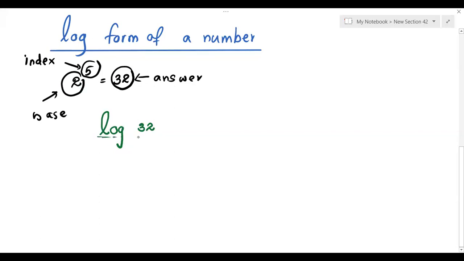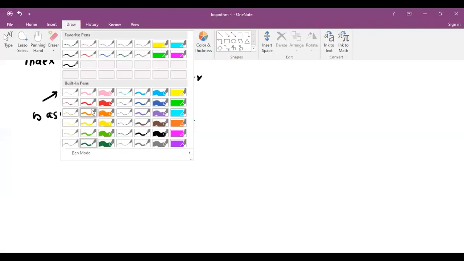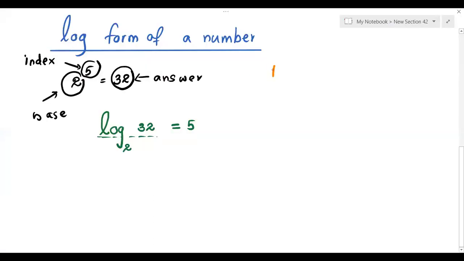Okay, we write the base below this part. That becomes the base of the log form, then this is equal to 5. Okay, if I take the index form, here I can say this is the base and here we write the index, and this is equal to the answer, or we can say it is the value.